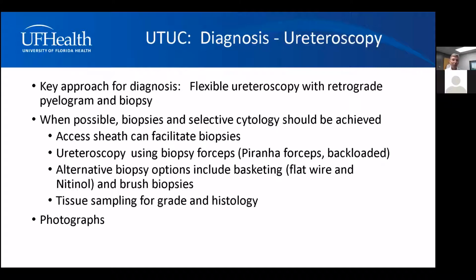So when possible, biopsies and selective cytology should be achieved. And you can use an access sheath. The biopsies that we're performing are really small, 1 to 2 millimeters. Backloading helps with obtaining these biopsies. But you're really trying to obtain tissue sampling for grade and histology. Stage is going to be difficult because we can't do deep biopsies.